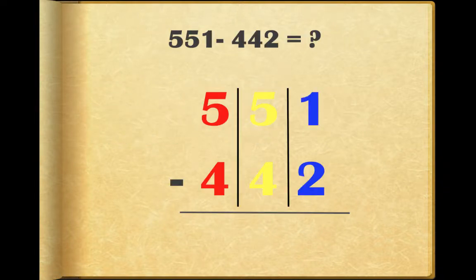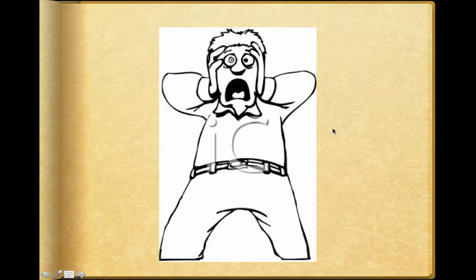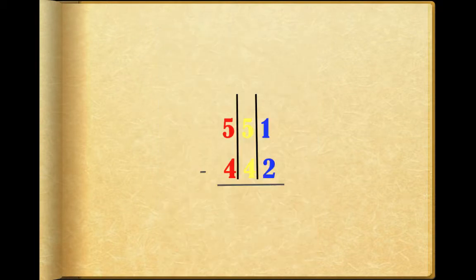Okay, so if we have the problem 551 minus 442. First, let's go to the ones column. Oh my gosh, do you guys think that we could subtract 2 from 1? No, we can't. What are we going to do?